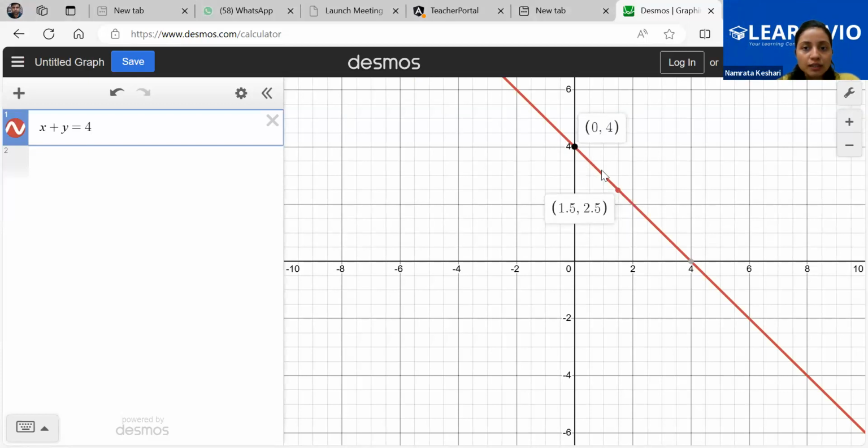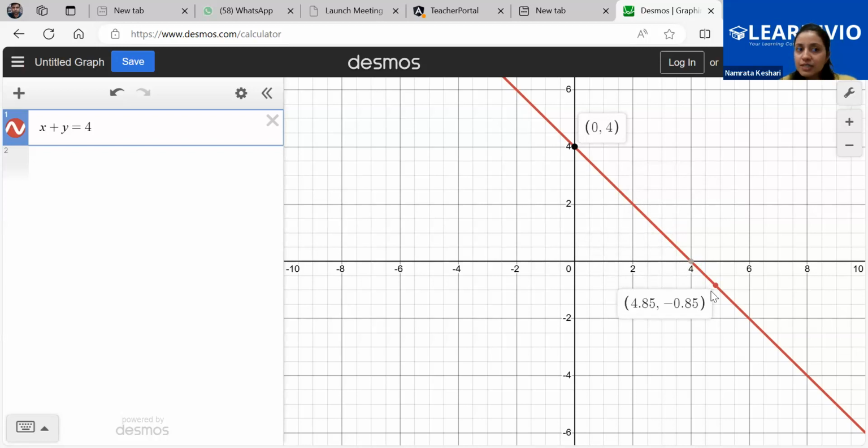Now can you see I am dragging the point? 1.68, 2.32. This is also a solution. These two numbers added together will generate 4. Next solution, 1.8, 2.2. Next solution, 2.13, 1.87. Next solution. Can you see how many solutions there are? Can you see infinite? Yes, ma'am.